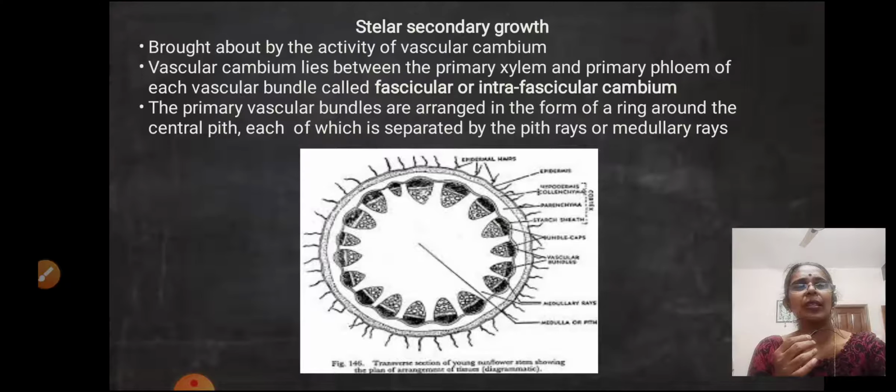So you can see the vascular bundle here. In between the xylem and phloem, you can see this fascicular or intravascular cambium. The vascular bundles in this diagram, you can see they are arranged in the form of a ring surrounding the pith region. Each vascular bundle is separated from the other by pith rays or medullary rays.